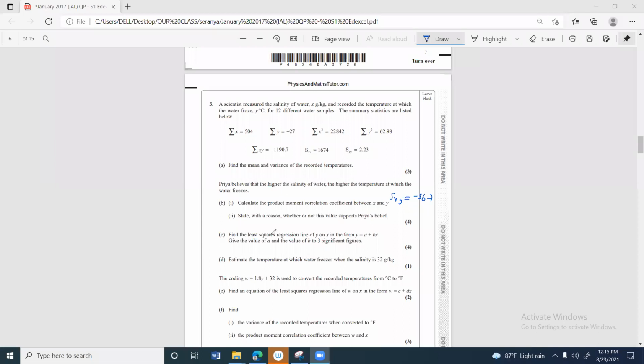Right. Find the least squares regression line of y on x in the form y equals a plus bx. Give the values of a and b to three significant figures. So you can say b is equal to SXY divided by SXX. The SXY value we already got over here, minus 56.7, divided by SXX, 1674. This value becomes minus 0.033839. They need the answer correct to three significant figures, so we can put the answer as minus 0.0338 or so.